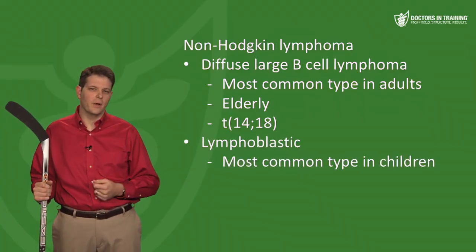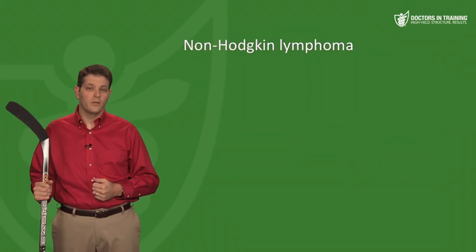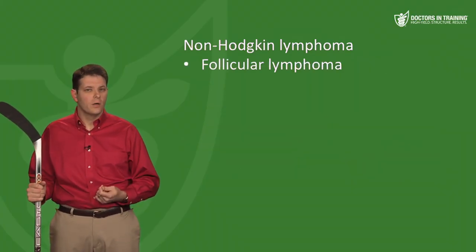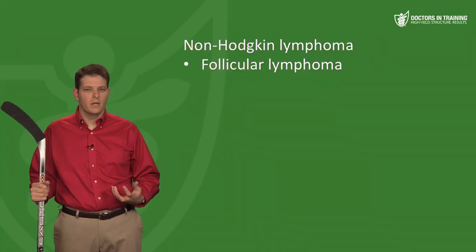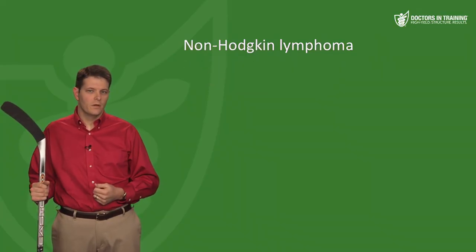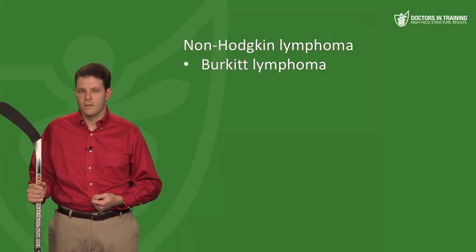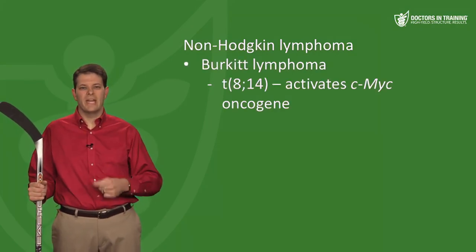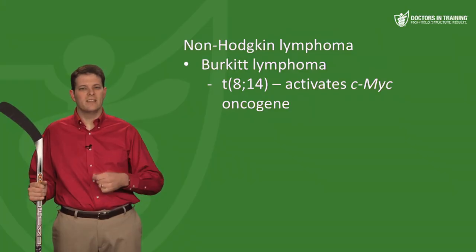That's probably the only thing you need to know about that one, most common in children. There's also one called follicular lymphoma, which is a completely different lymphoma. And here, more than 90% have this translocation 14-18. Another high-yield one is Burkitt lymphoma. Burkitt lymphoma is associated with translocation 8-14, which activates the c-Myc oncogene.